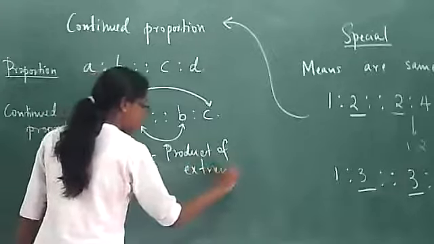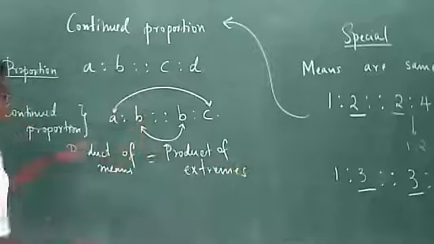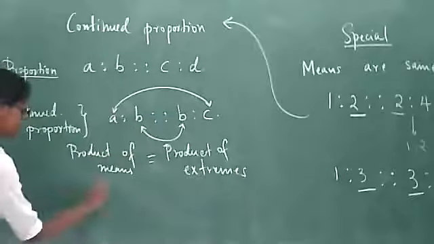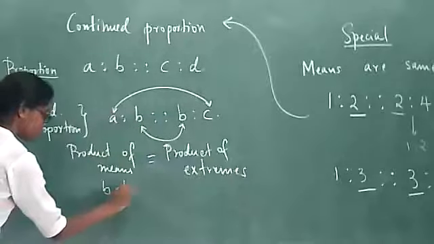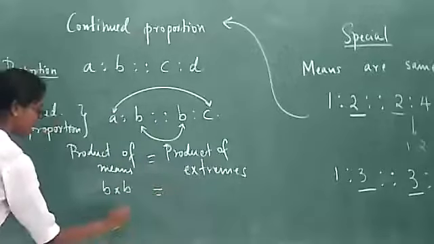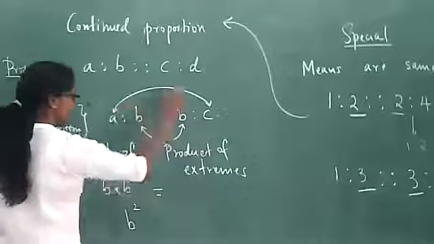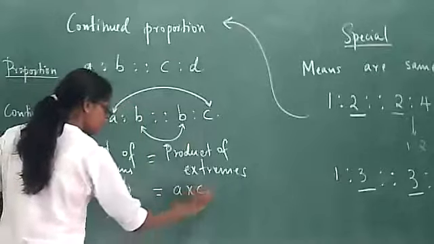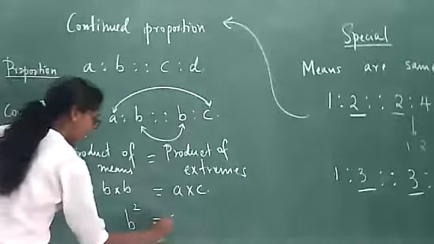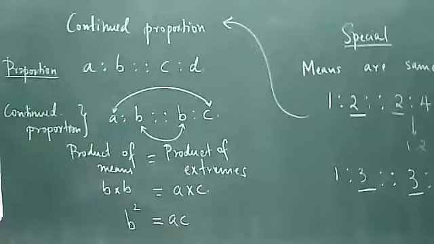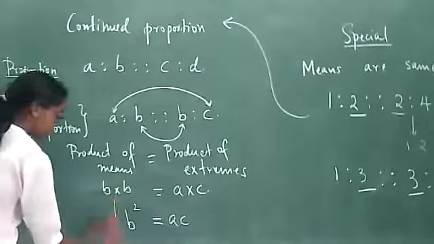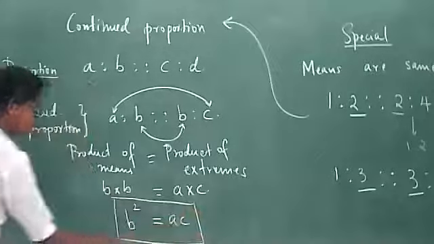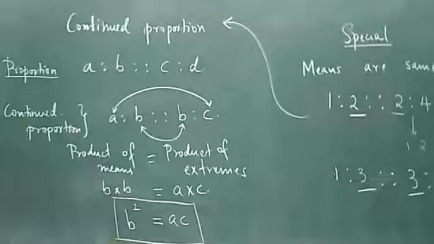So what are the elements in the means? B times B is B square. And the extremes, A times C, is AC. So we have B square is equal to AC, which is a special condition in case of a continuous proportion. Now let's take an example.